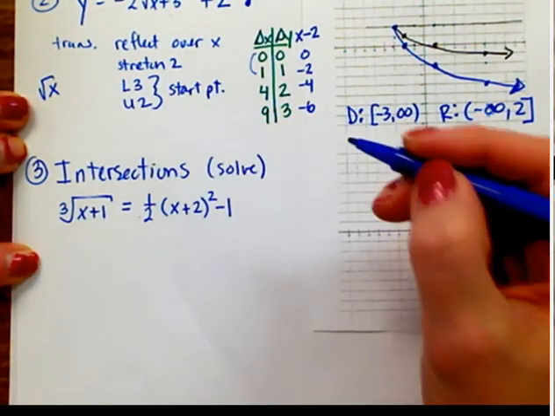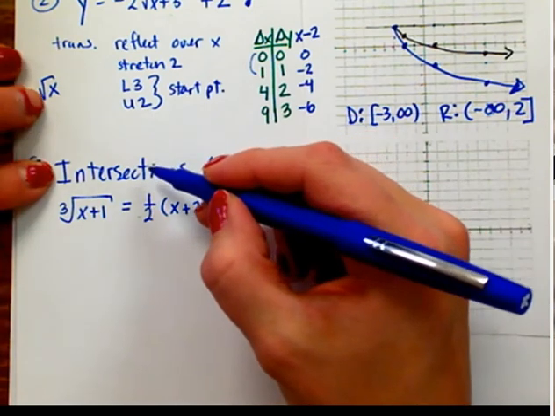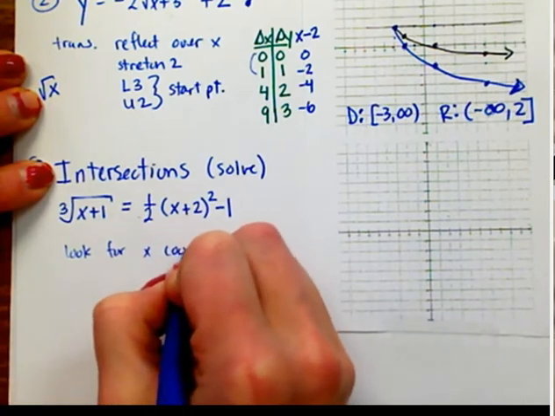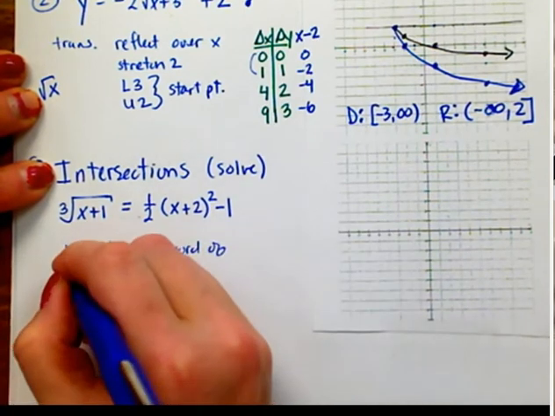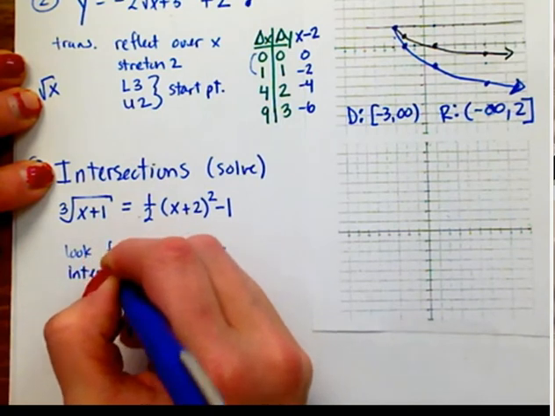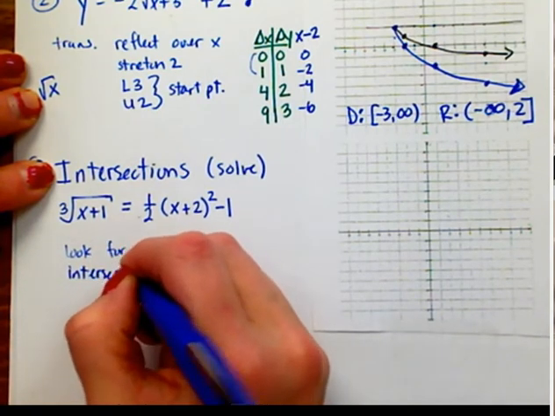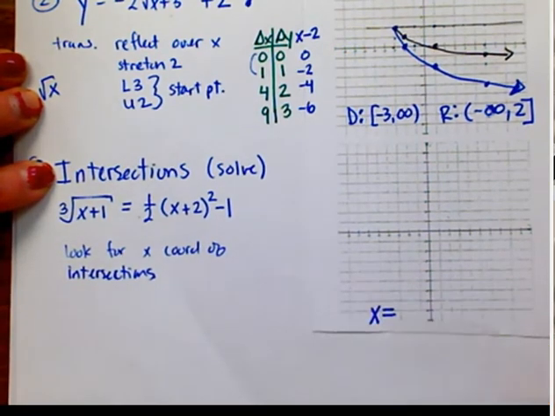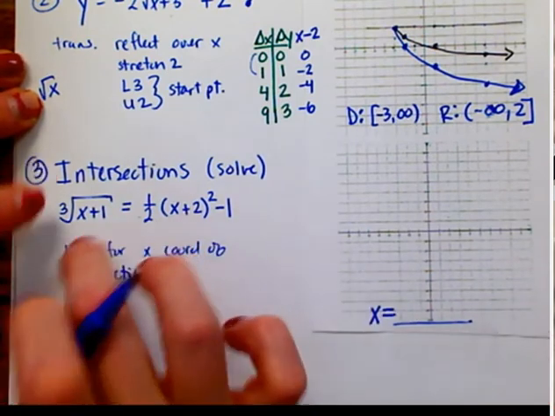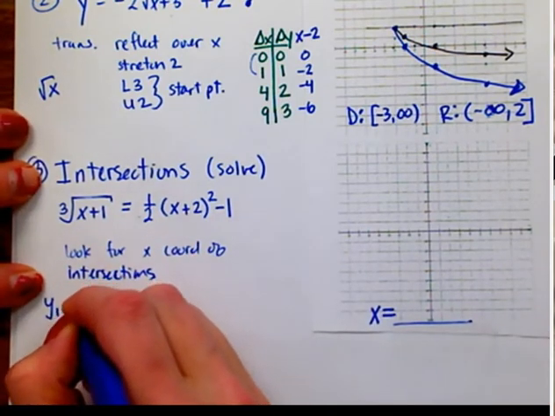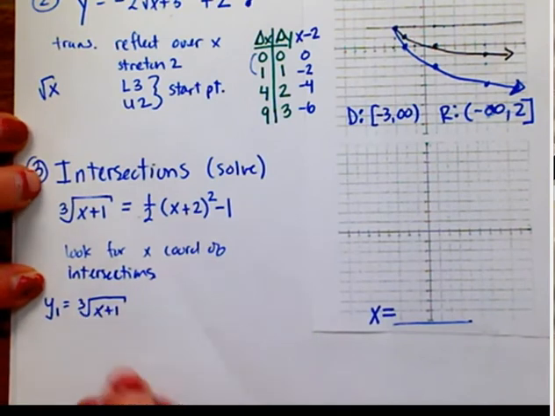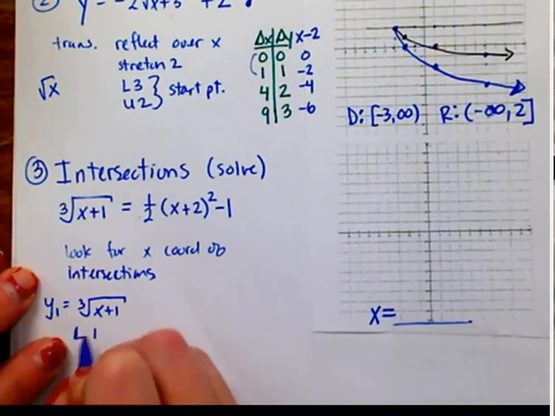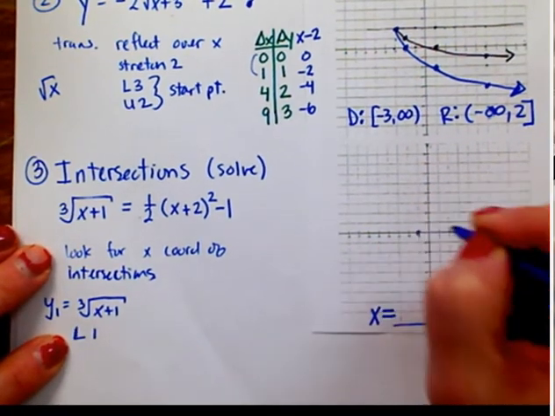But we're going to solve graphically, which means we're looking for the x coordinate of the intersections. So our answer is going to be x equals. Okay, so we have two graphs. We're going to assume y1 is cube root x plus 1. So let's go ahead and graph that one, and I'll do it in blue. So this is left 1. That's it. That's the only transformation. So left 1.